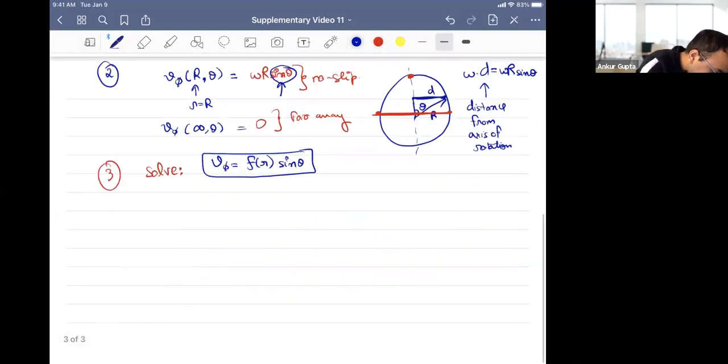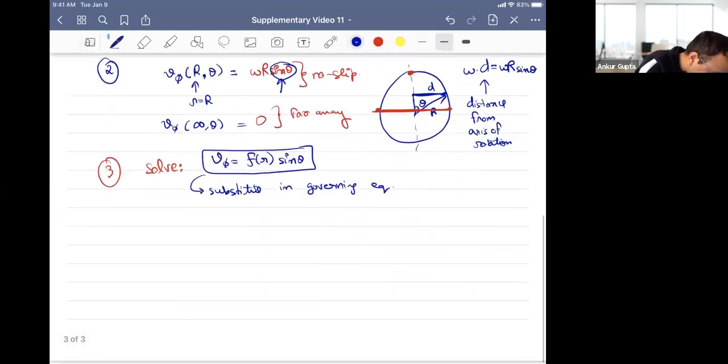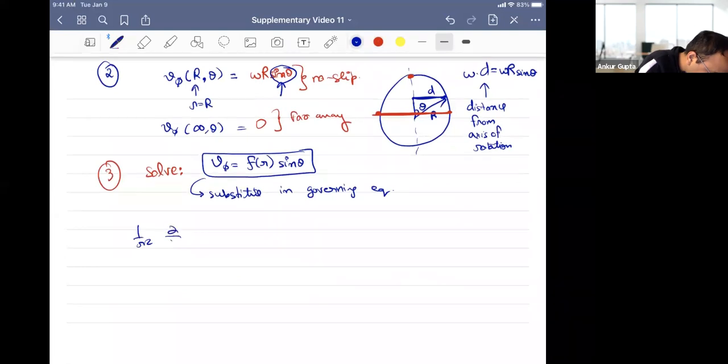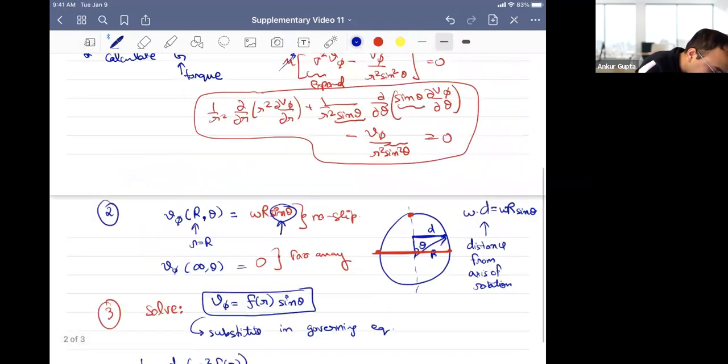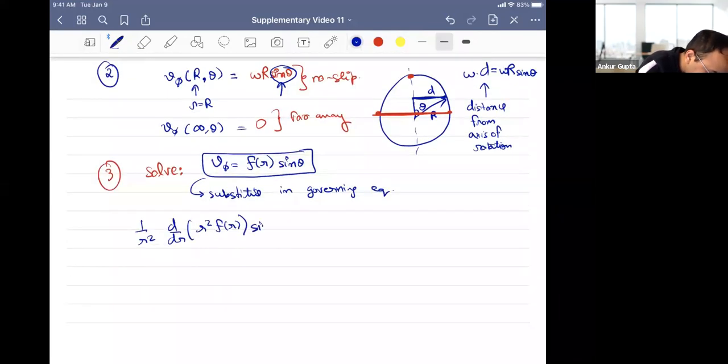So let's substitute this in the governing equation. Okay. So let's go 1 by r square del by del r. Now we'll have everything with d by dr, because 1 by r square d by dr of r square f of r. And sine theta will simply come outside, sine theta. Then we have plus 1 by r square sine theta.